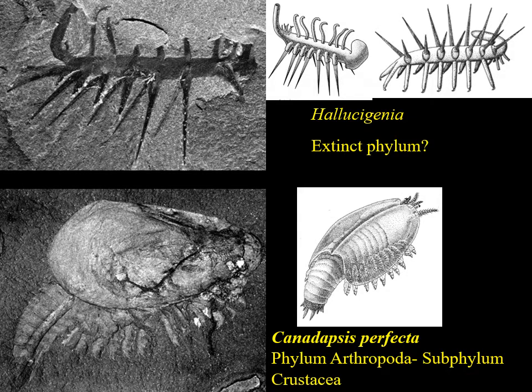Again, Hallucigenia, and I love the name for that because you'd have to be hallucinating to come up with that thing. Extinct phylum, we have no idea what that is. And then we do have some stuff that we're pretty sure of, like Canadaspis perfecta is pretty clearly a crustacean. It's a crab-like organism. It's very similar to a brine shrimp today. So some of these things haven't changed much in 505 million years, and some have changed a lot, and some have gone extinct, and we have no idea where to classify these.